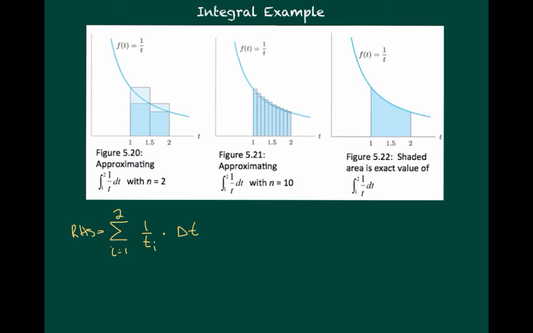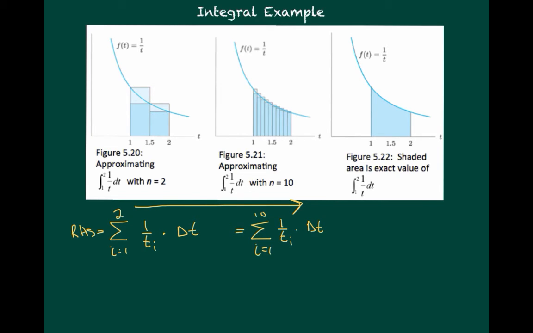Now, as I took more and more of those rectangles, I would come to the second one here, which would mean the right-hand sum would equal, still starting at i equals 1, but now I'm going up to the 10th rectangle, but my formula hasn't changed. It's still 1 over t sub i times delta t.